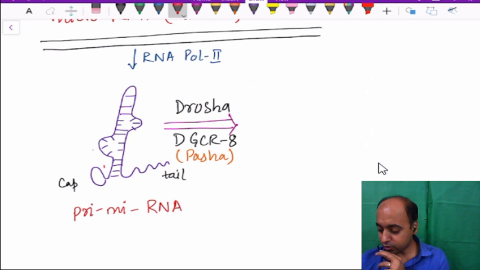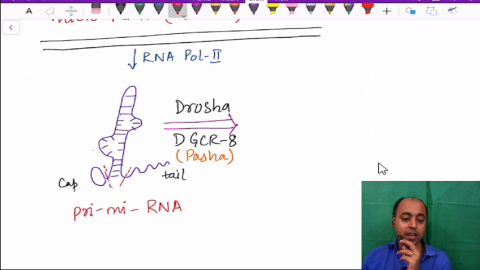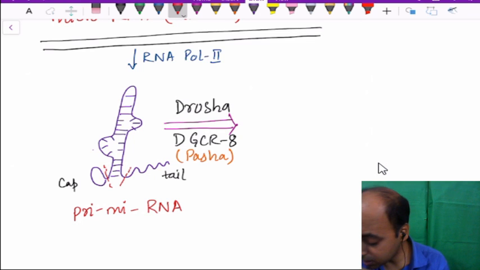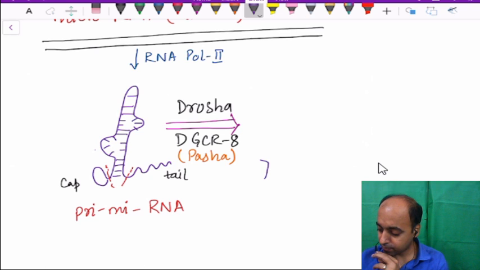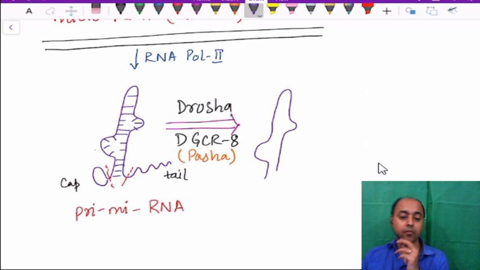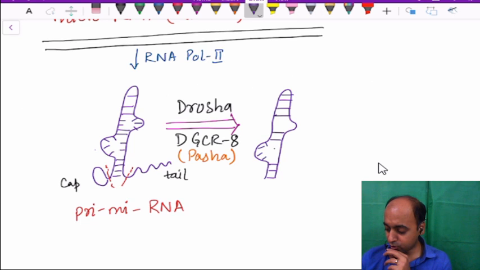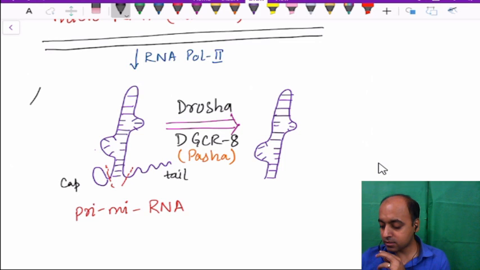The cap and the tail are actually not required. So they are cleaved by the action of DROSHA and PASHA. Result, we get a structure like this. You'll notice that broadly speaking, the two structures are quite similar. This structure is described as the stem loop structure.